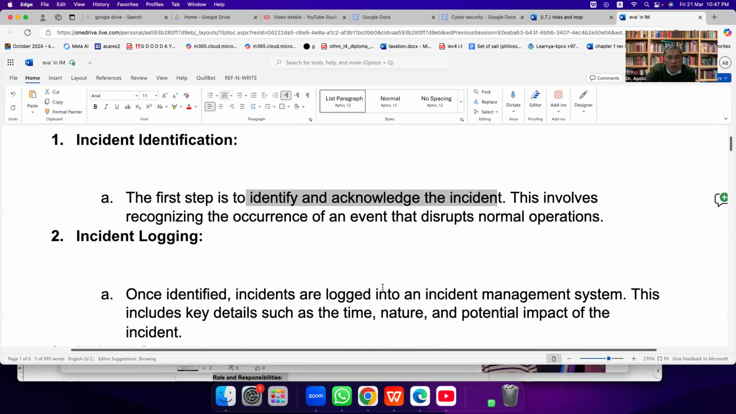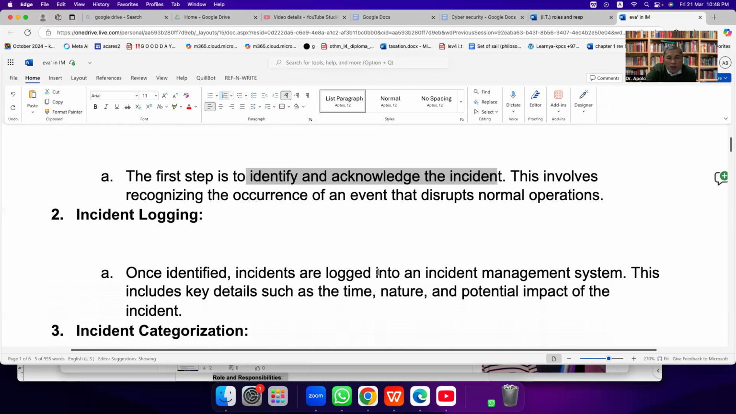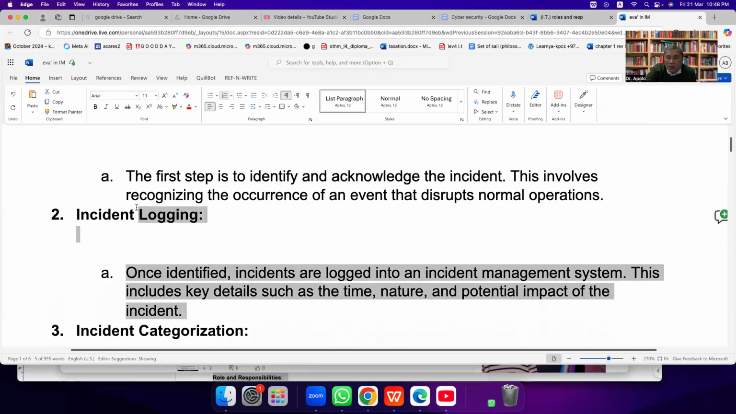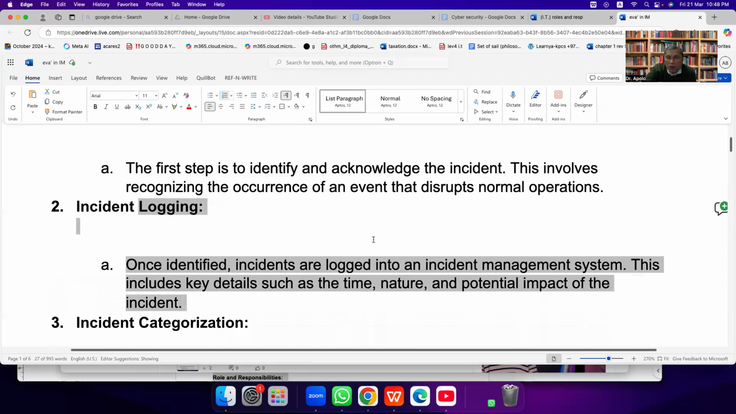Then two, logging. It should be documented. Once identified, incidents are logged into the incident management system. This includes key details such as time, nature, and potential impact of the incident. It's just like an investigation, so the basis of future discussion or management.